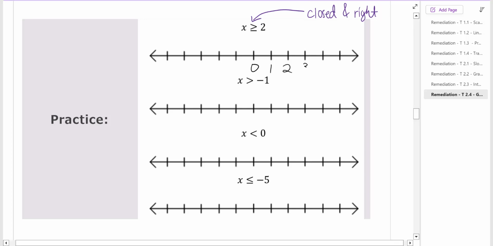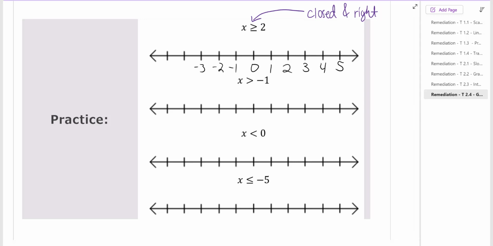So I'm going to draw my point. 1, 2, 3, 4, 5, -1, -2, -3, -4, -5. So for my graph, this is 2. It's closed, so I'm going to take a point. Close, está cerrado. And then it's to the right, está derecha, so right. Okay. Possible solutions include 2, 3, 4, 5.